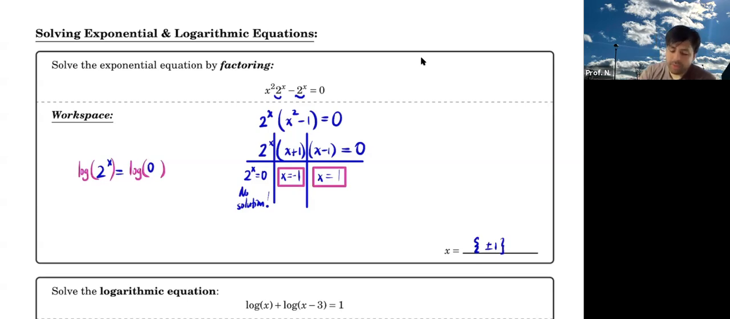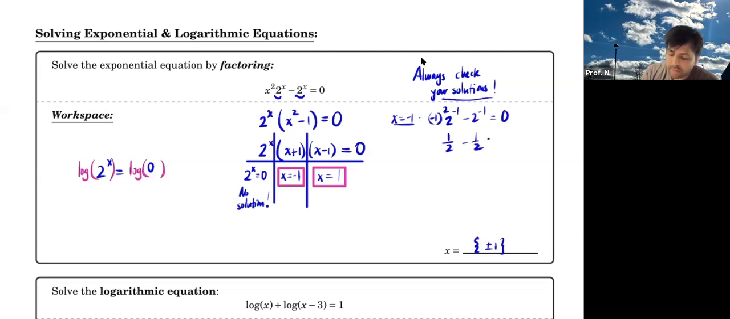And always check, okay? Always check your solutions. And this will prove very useful. So let me just check. X equals -1. If I plug that in, I get (-1) squared times 2 to the -1 minus 2 to the -1 equals 0. (-1) squared is just 1. 2 to the -1 is a half. 1/2 minus a half equals 0.